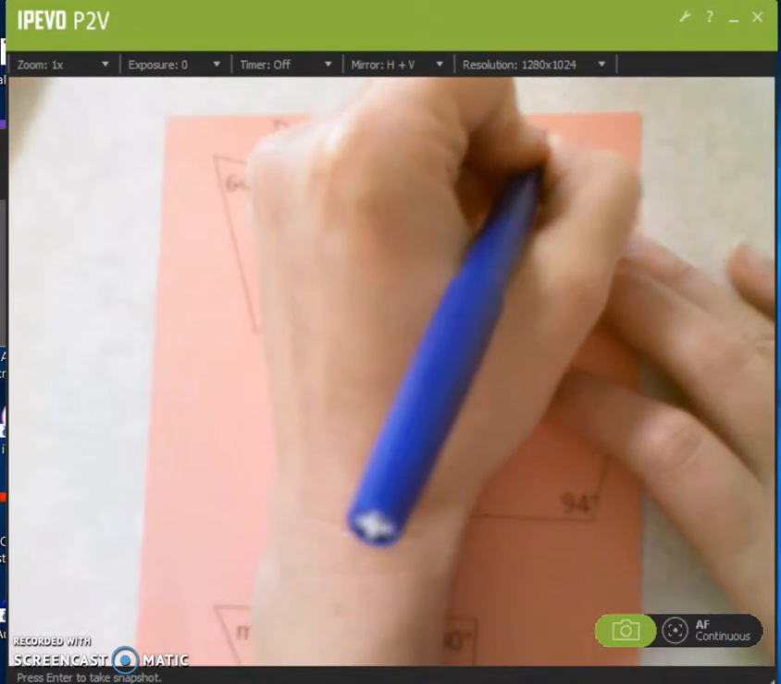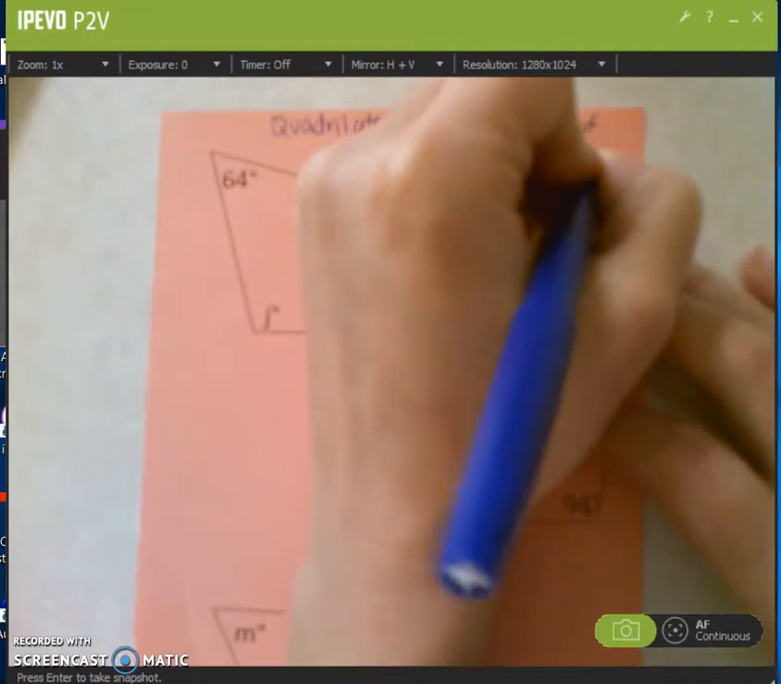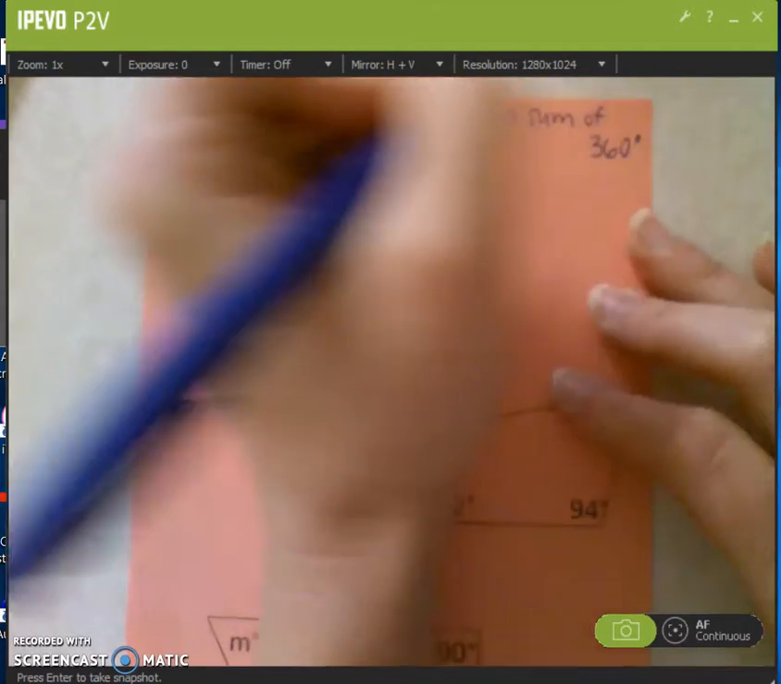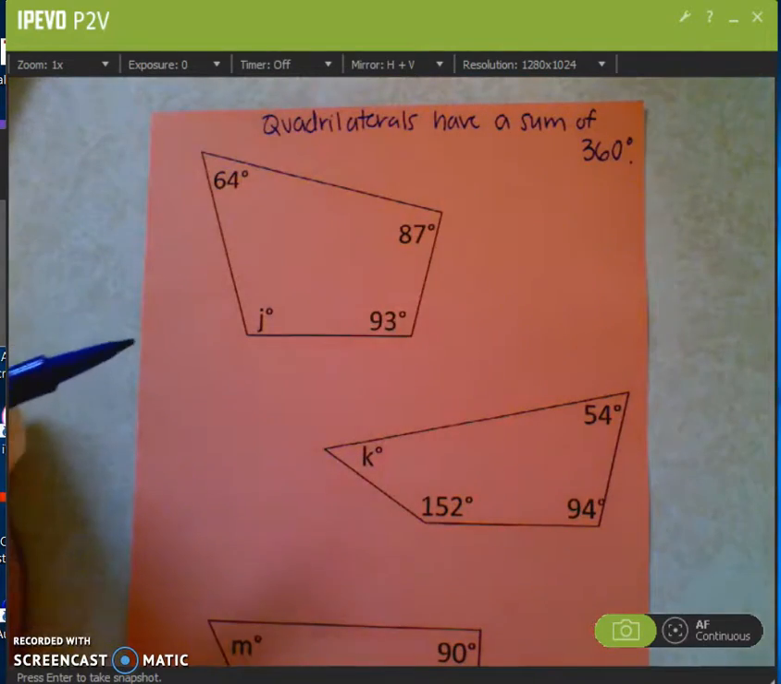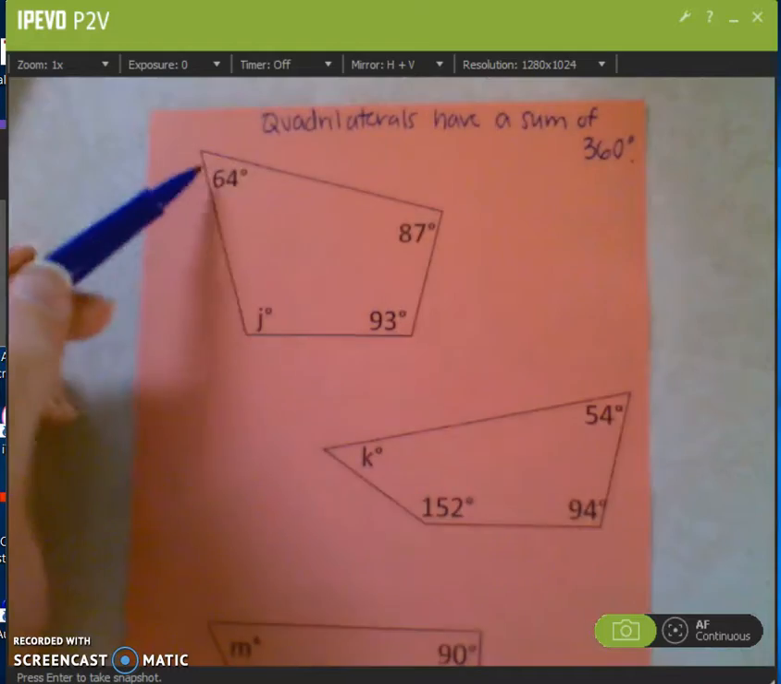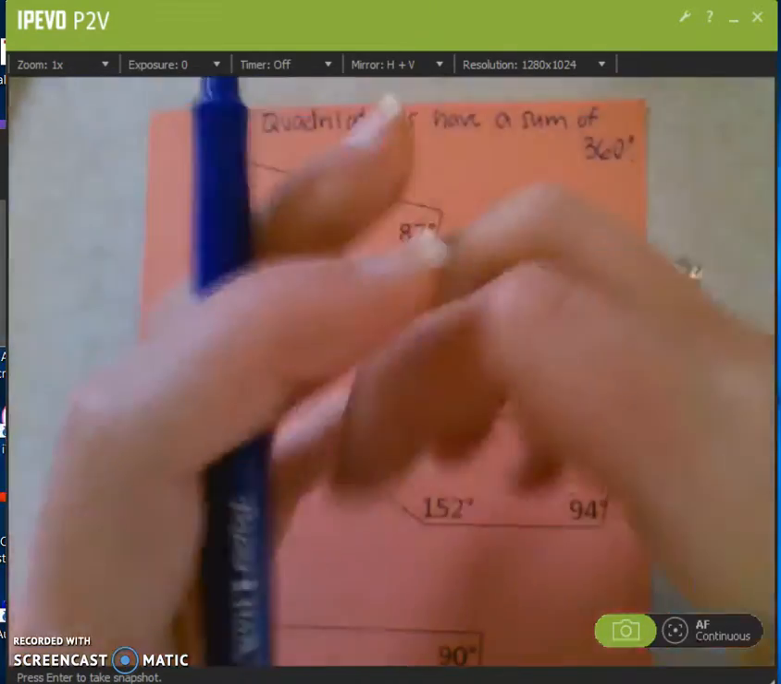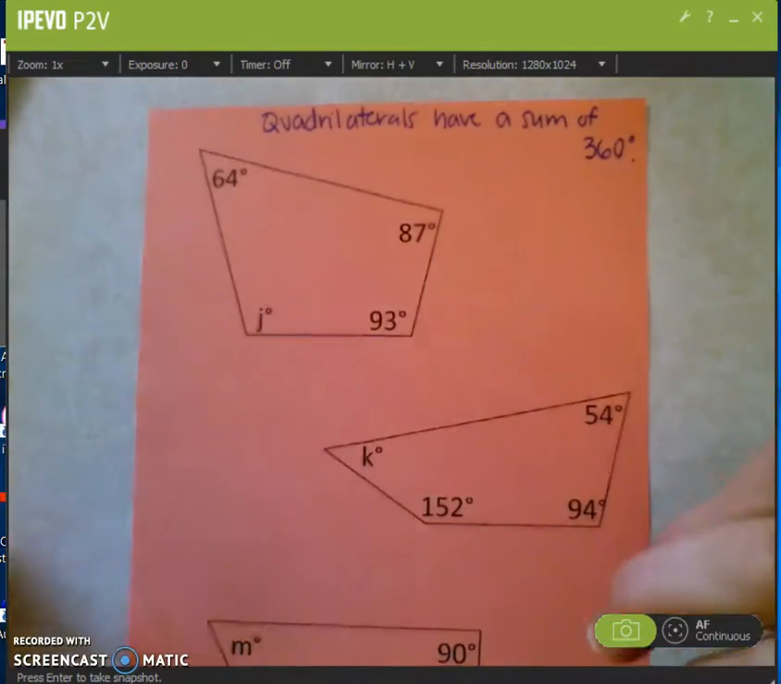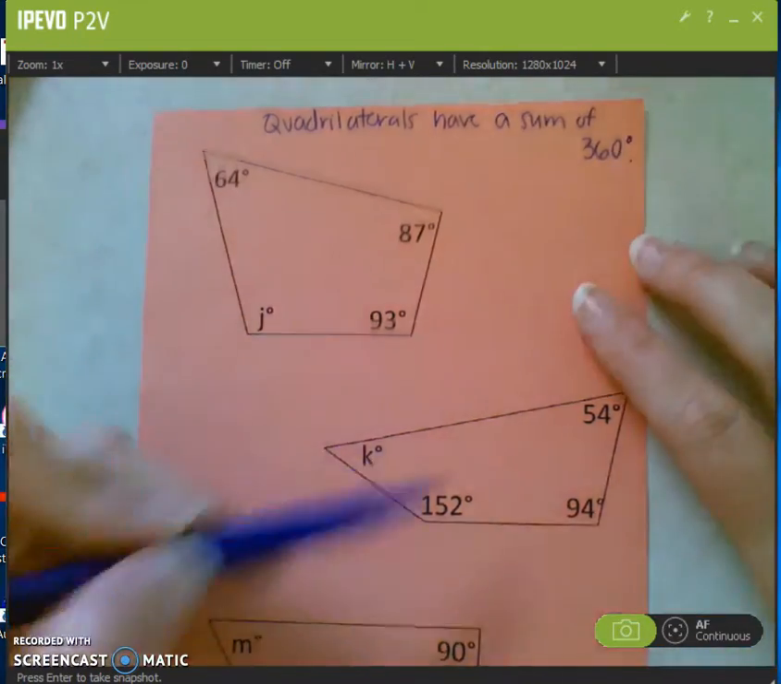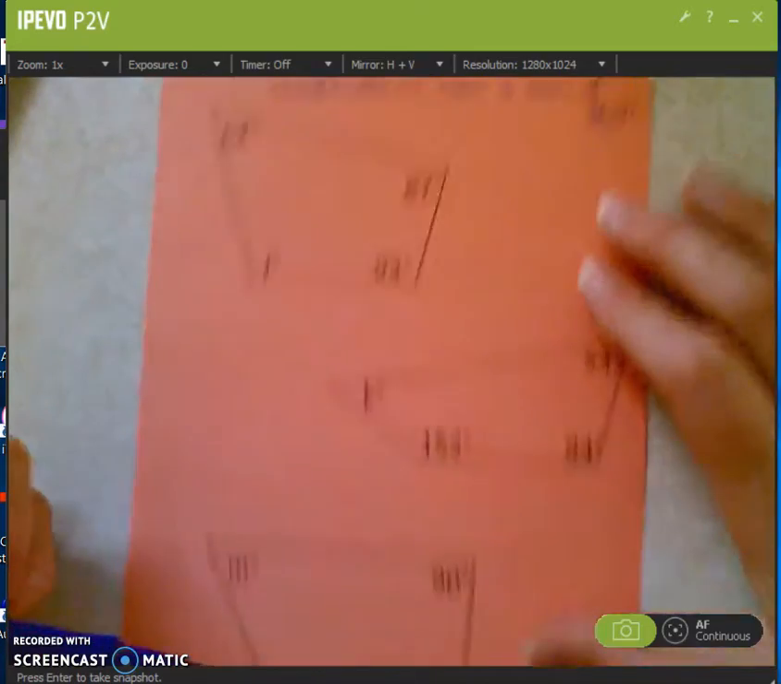have a sum of 360 degrees. So their interior angles add up to be 360 degrees. If we were to take each of these corners and put them together, they would form a circle. The corners would come together to be a circle because they're 360 degrees. And that's true of all of these quadrilaterals that we see here.